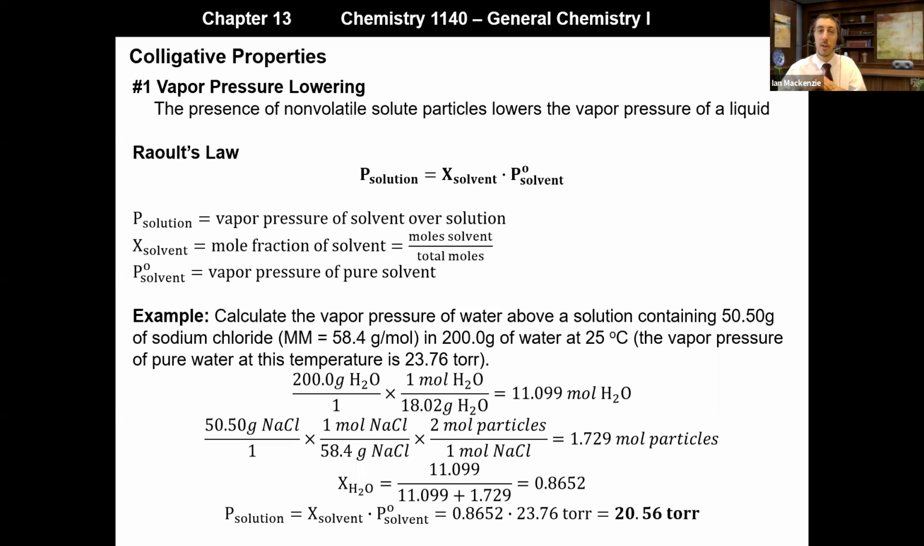It has nothing to do with the identity of the solute beyond just whether it breaks up into 2 ions or 3 ions, or if it doesn't break up into any ions and there's 1 particle per solute molecule. Otherwise, there's no dependence on the identity of the solute particles themselves.